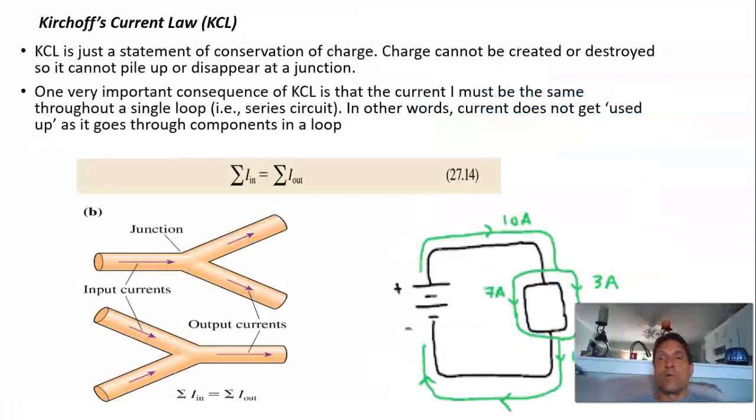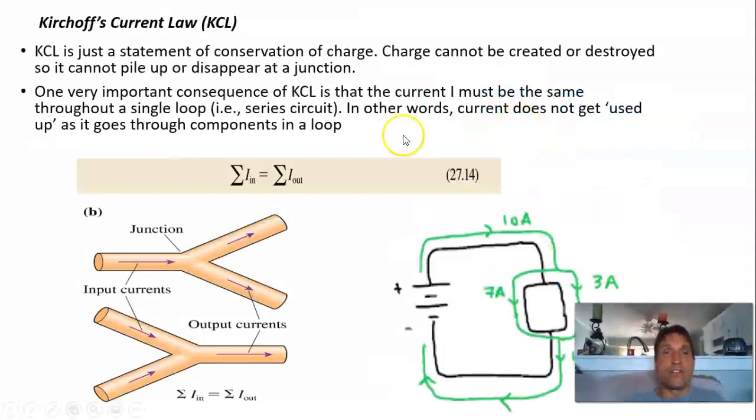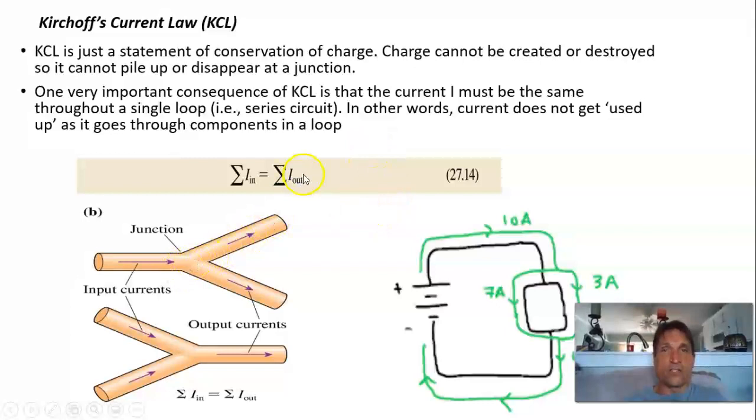See? Second one, this law is super easy. Kirchhoff's current law, right? All that means is it comes from conservation of charge. Current is the flow of charge, and you get to a junction. Since charge by nature cannot be created or destroyed, it can't pile up or disappear at any junction. So in other words, like water flow in pipes, what comes in must go out.